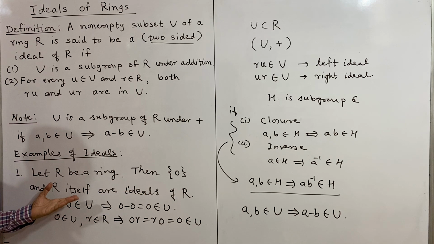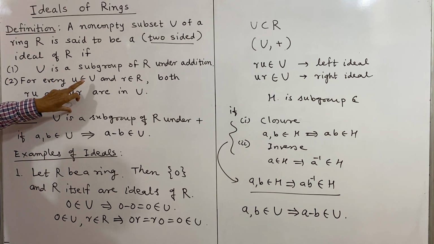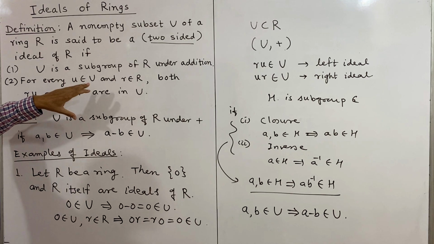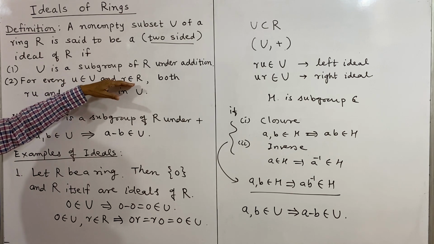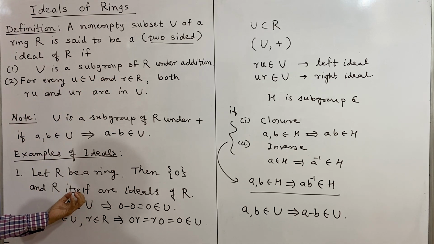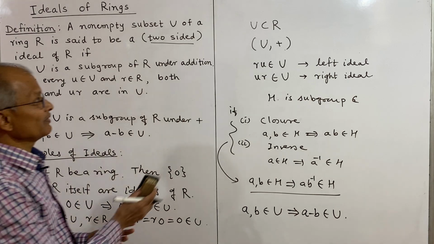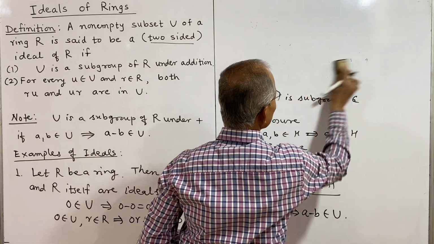It forms a subgroup under addition and it satisfies the second condition also, and therefore 0 is an ideal of ring R. And R itself is an ideal because R is a subset of R. R is a subgroup under addition of itself, and for any two elements of R the closure property holds, and therefore R itself is an ideal of R. So these are trivial ideals, 0 and R itself.